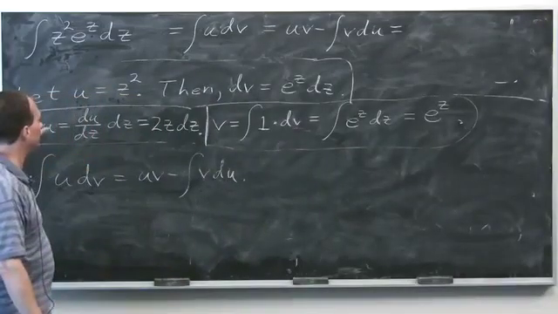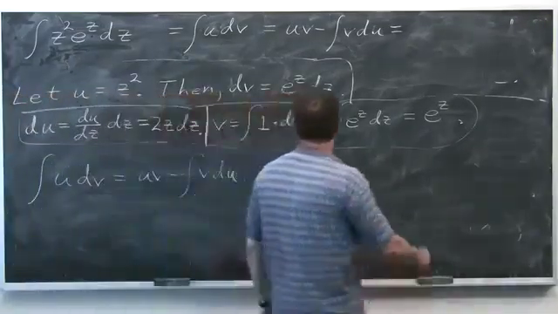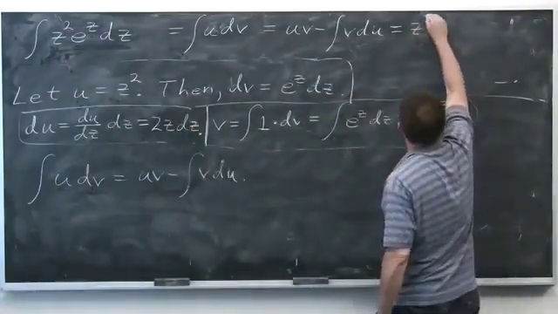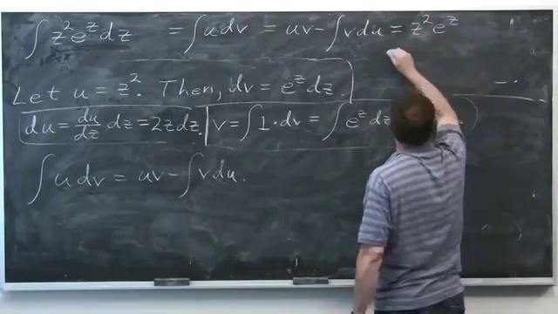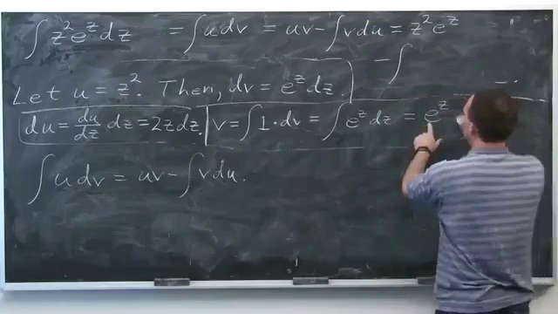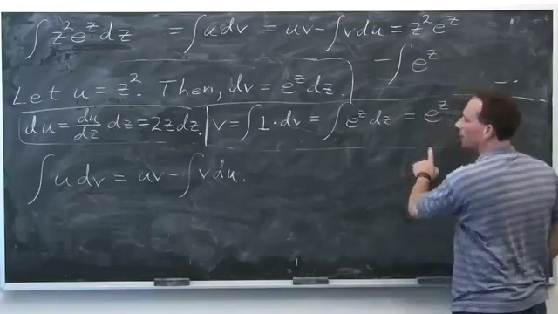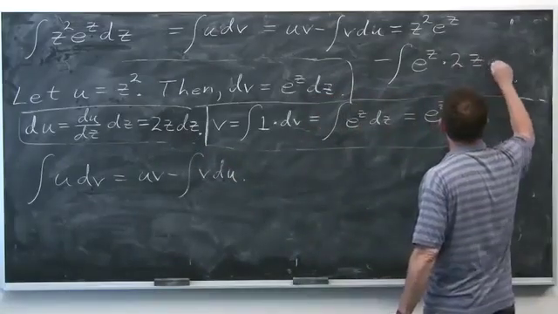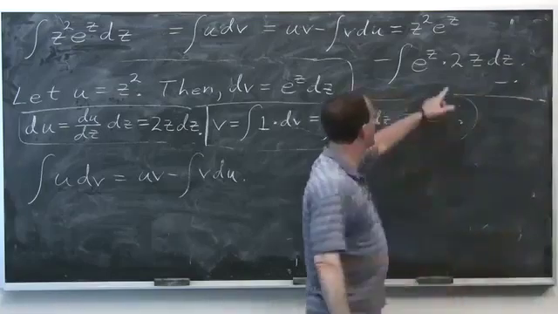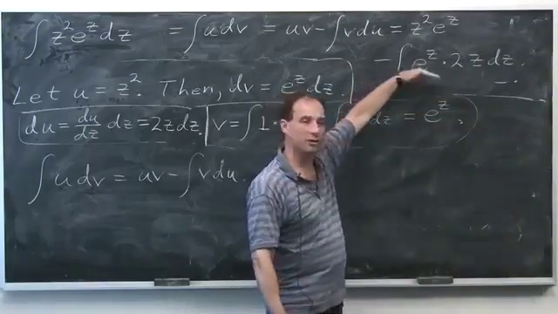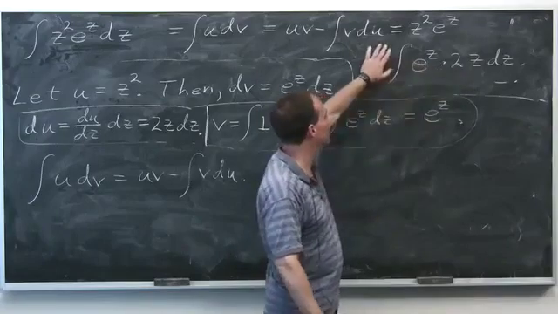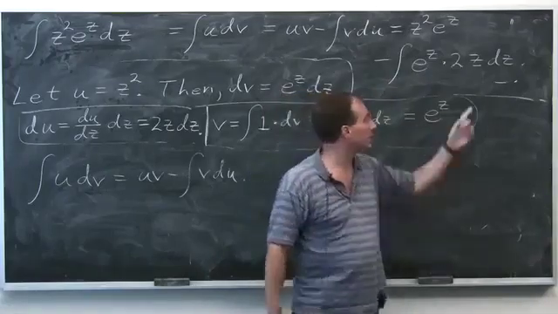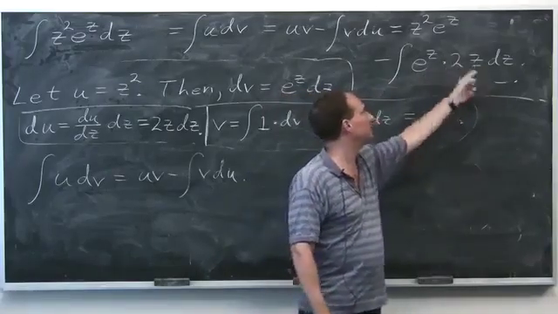And what you get, if you make this choice and apply the integration by parts formula, is u times v. So you get z squared e to the z, minus the integral of v du. V is e to the z, and du is 2z dz. So times 2z dz. But you can pull out the 2, right? Anti-differentiating is linear. You can pull out the constant. And you've got minus 2 times, but then the integral you would have left to do is the integral of z e to the z dz.